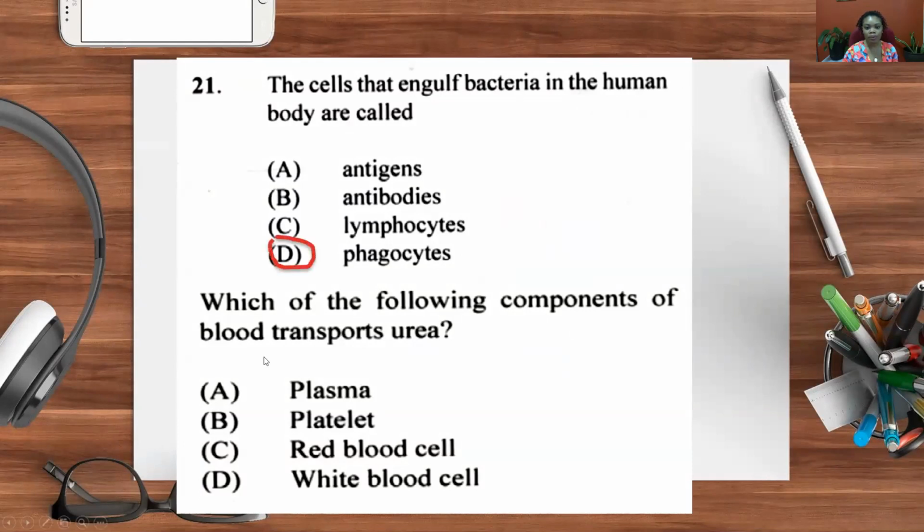Which of the following components of blood transports urea? So transportation of urea and other things would be the plasma.